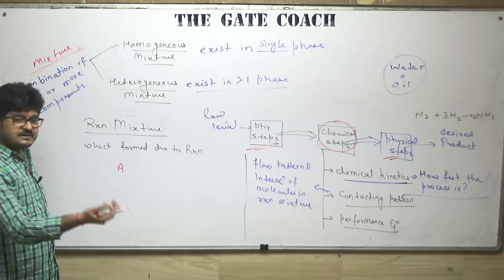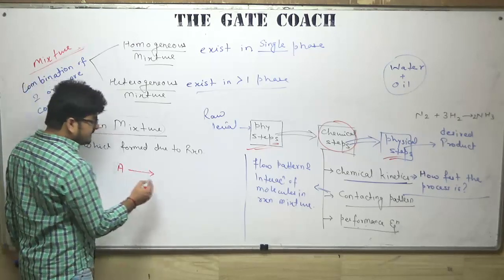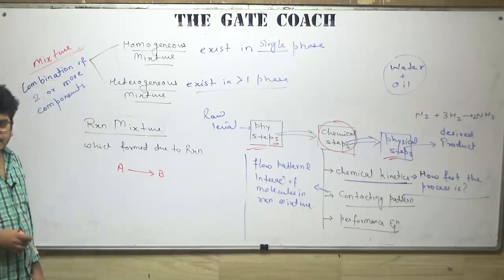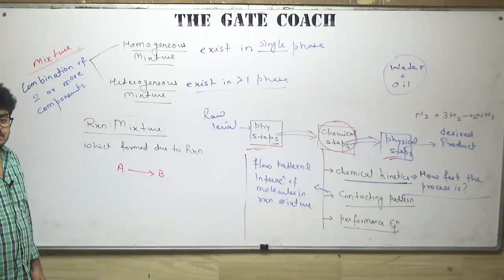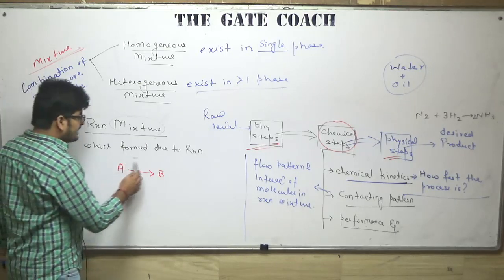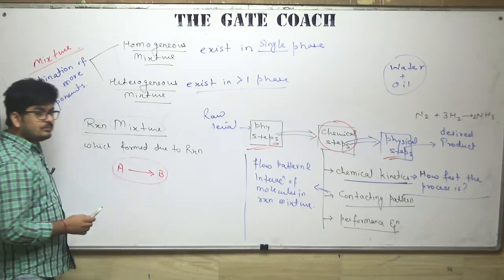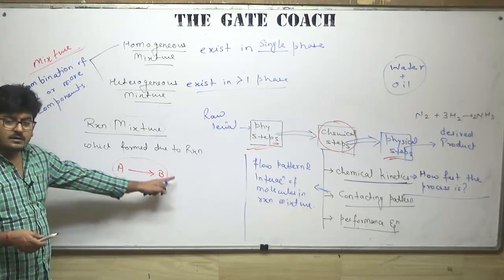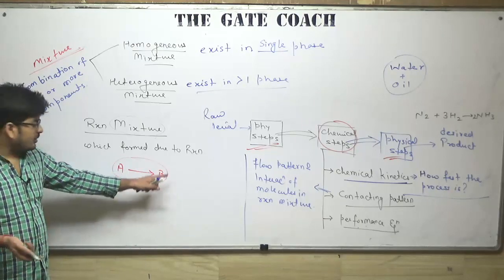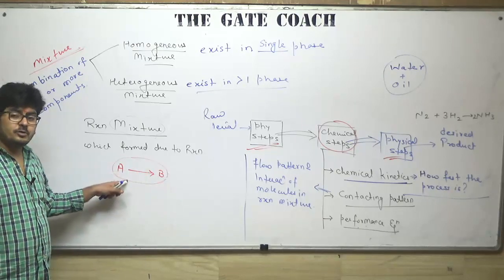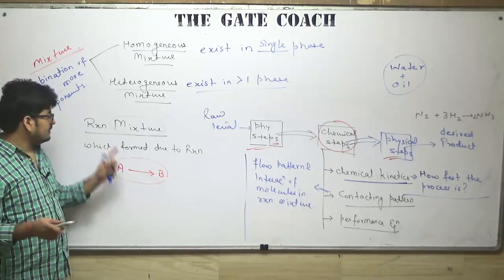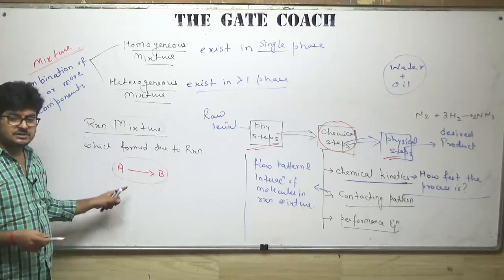When this A enters into a reactor, reaction will start, A will convert into B. So during the reaction, remember this, I have at least two components, reactant and product, and we know that a combination of two or more components is called a mixture, and this mixture is formed due to reaction. So this is a reaction mixture.